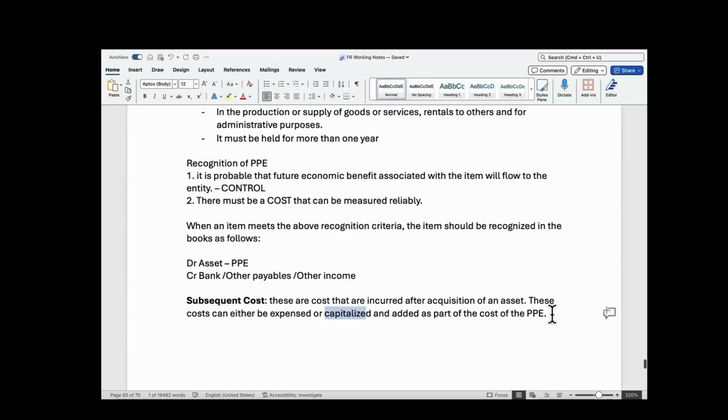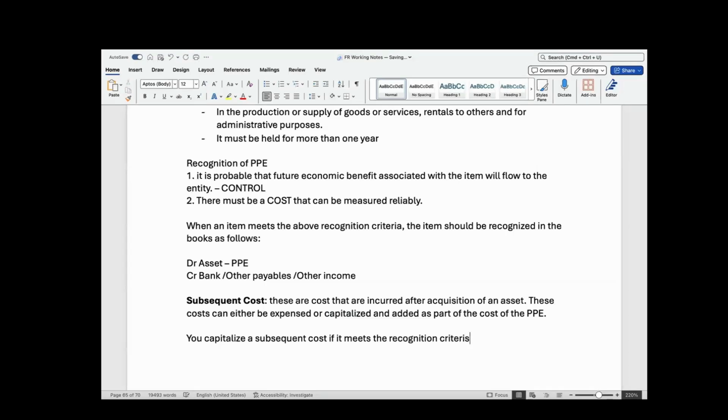So how do you know whether you are going to expense a cost or you are going to capitalize it? You capitalize a subsequent cost if it meets the recognition criteria.